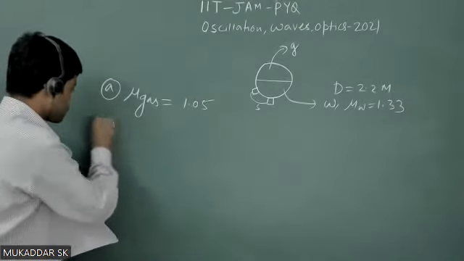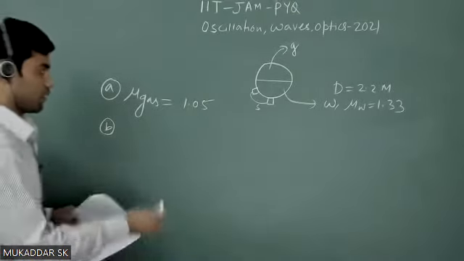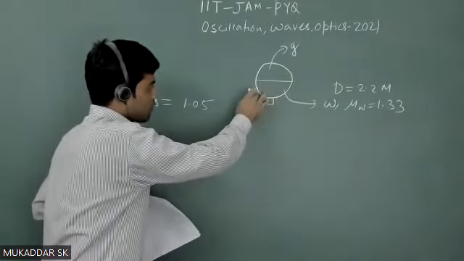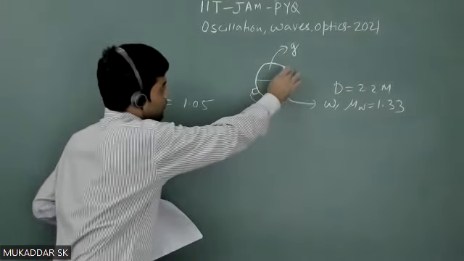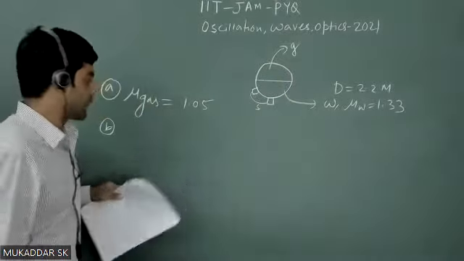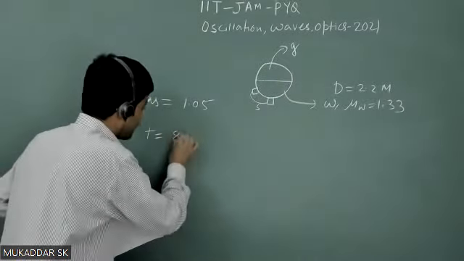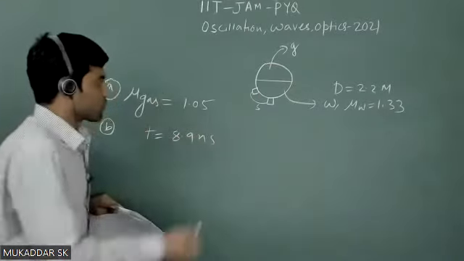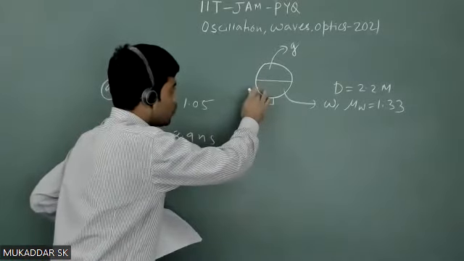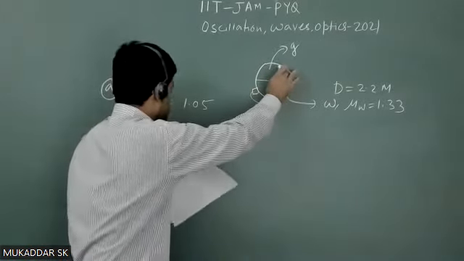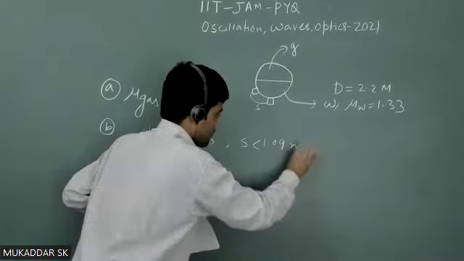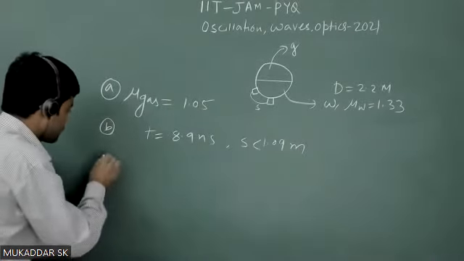Second part, the time taken by this ray to travel from source to rim will be how much? Will be 8.9 second. Sorry, 8.9 nanosecond. So the time taken by the light traveling from source to rim will be 8.9 nanosecond when s is less than 1.09 meter. Okay, I'll check this also.